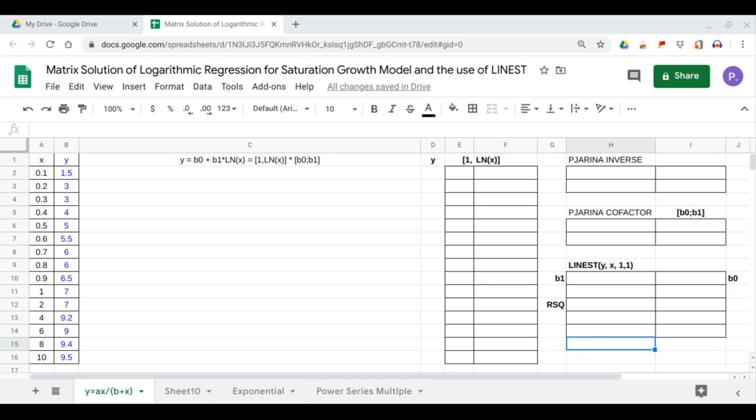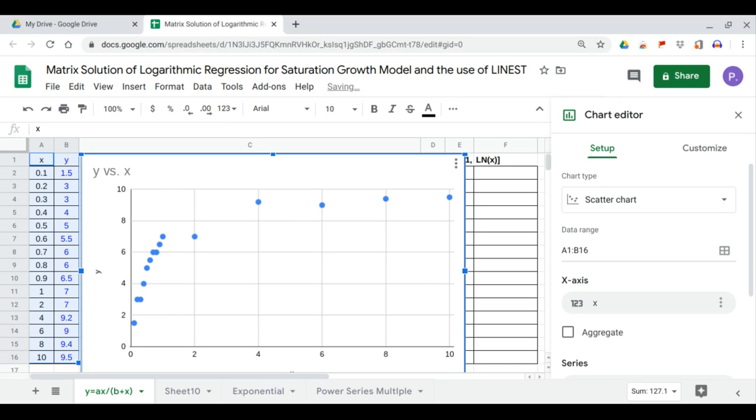Hello, in this video we will use matrix solution for logarithmic regression of a saturation growth model, and we will also use LINEST. Here we have a dataset where the values saturate or plateau closer to the value of 10.